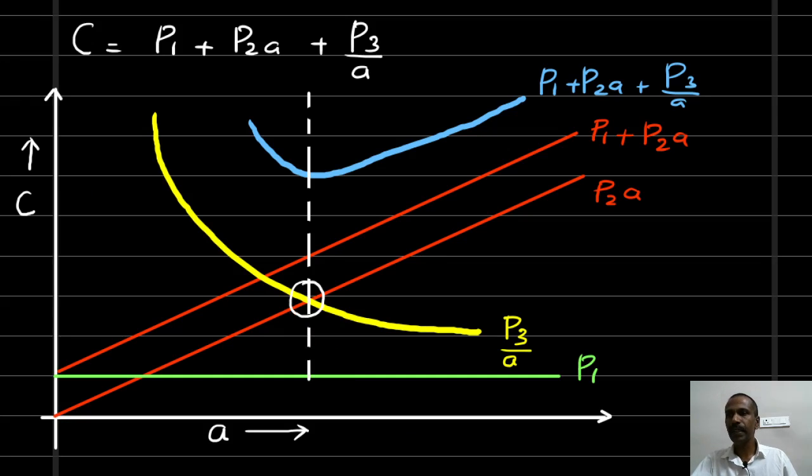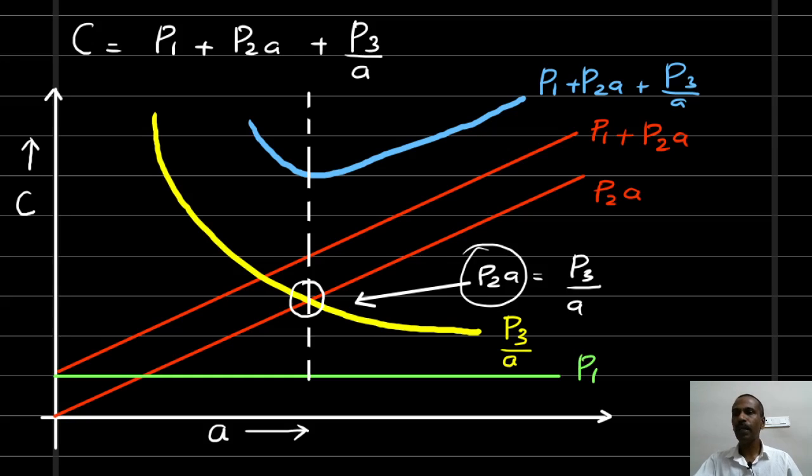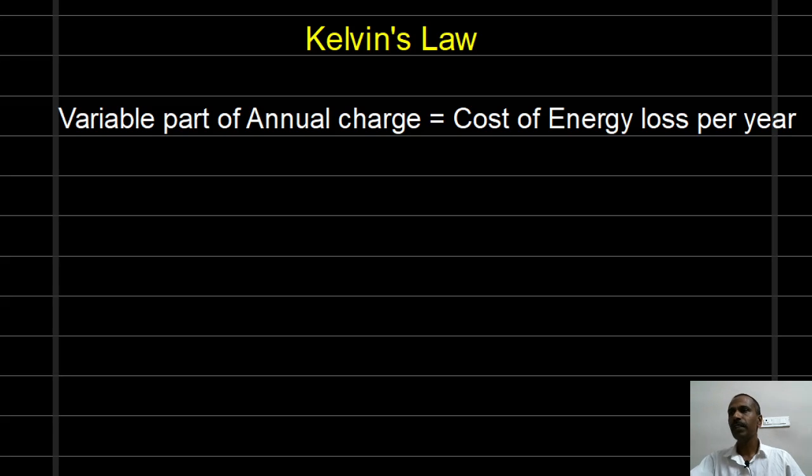In the minimum cost line you can see P2A equals P3 by A. What is this P2A? It is the variable part of annual charge, and this P3 by A is the cost of energy waste in the transmission line. So at minimum cost operation, these two should be equal. When this condition is satisfied, we get the most economic size of conductor. So Kelvin's law says that in order to find the most economic size of the conductor, the variable part of annual charge should be equal to the cost of energy loss per year.